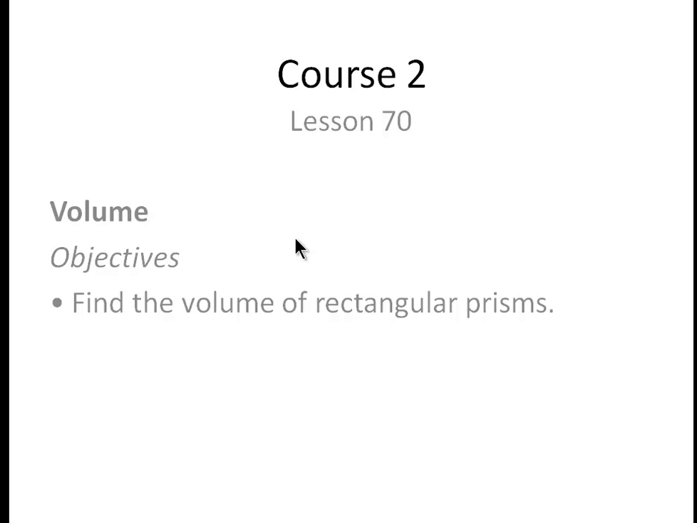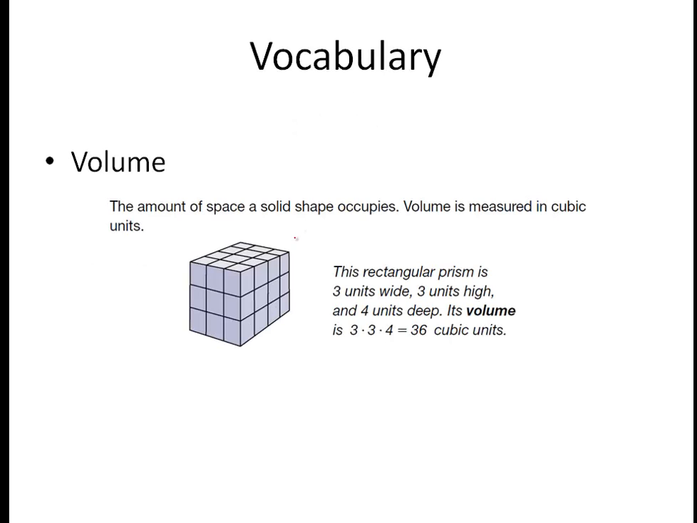In this lesson, we're going to learn about finding the volume of rectangular prisms. All right, so volume just means the amount of space a solid shape occupies. Volume is measured in cubic units.